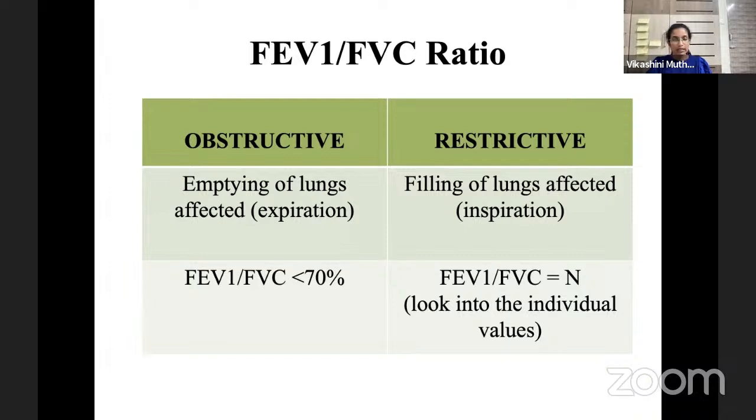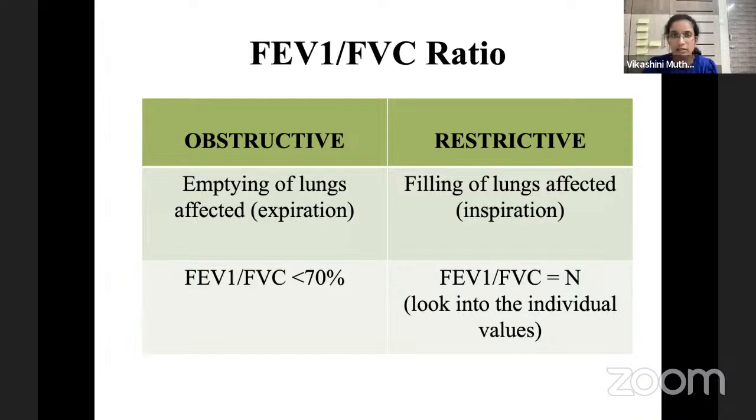So the patient can normally inhale, but the emptying of the lung becomes a problem. So there is a problem in expiration. Here, normally the FEV1 to FVC ratio is more than 80% for normal individuals. But if it is somewhere less than 70%, then you should suspect obstructive lung disease.